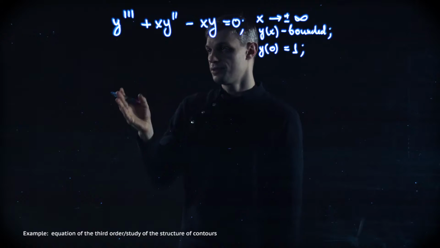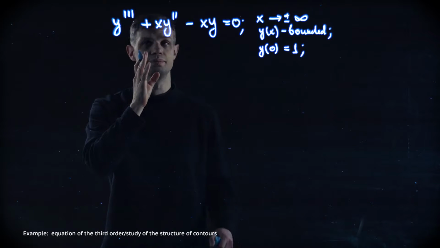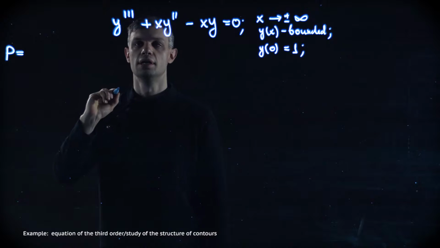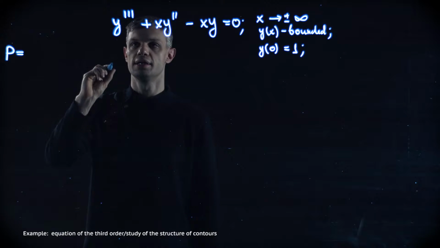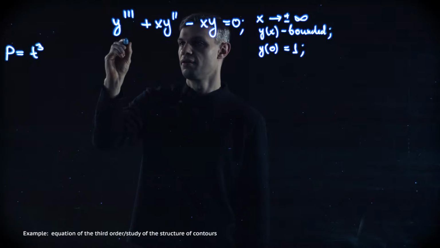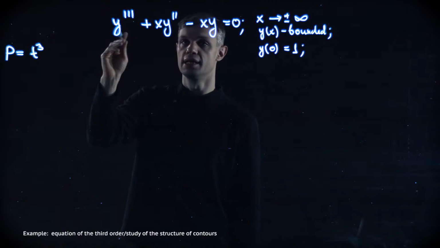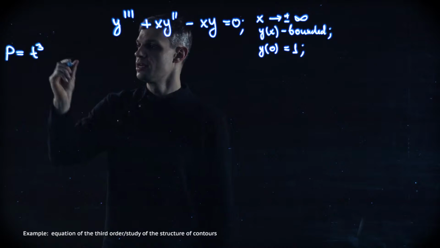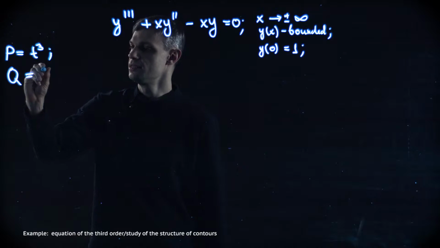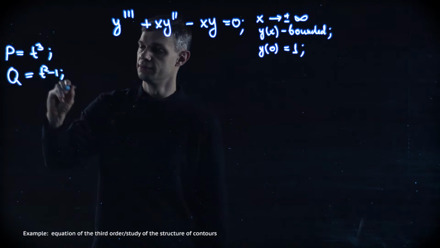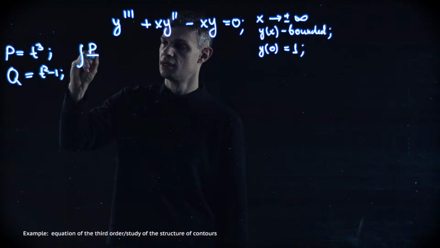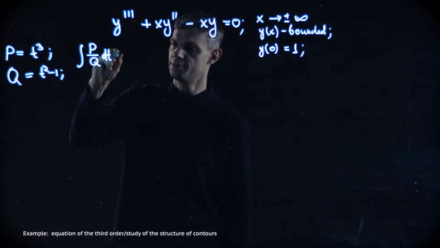Right. So let's write down our p and q polynomials. So p polynomial is simply t cubed, right? Because only the senior power doesn't contain x, as we see in our equation. So q polynomial is t squared minus 1. Right. So now we compute the corresponding integral.